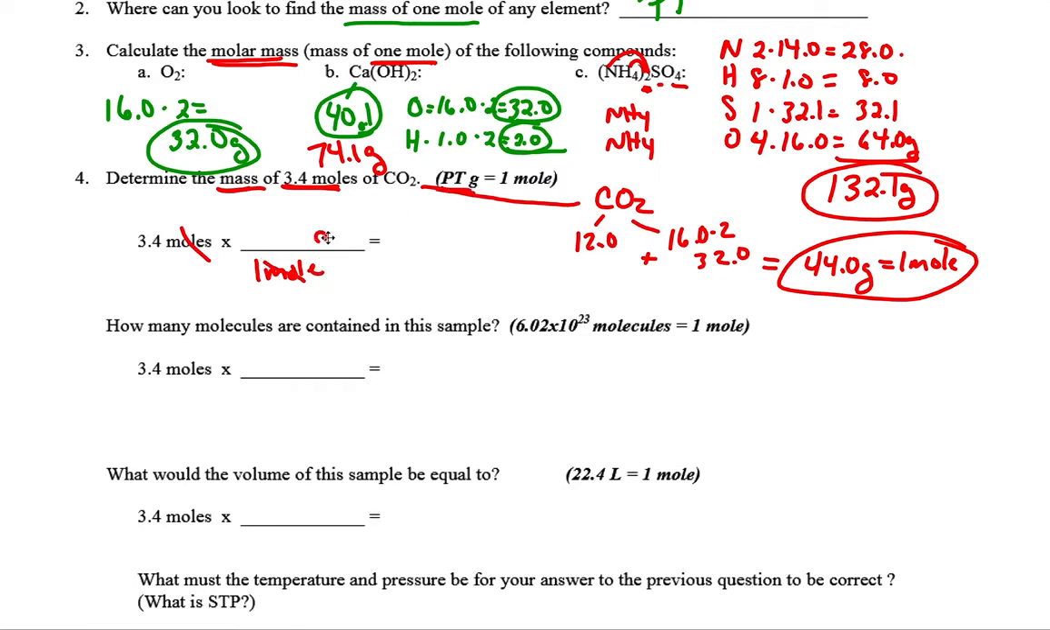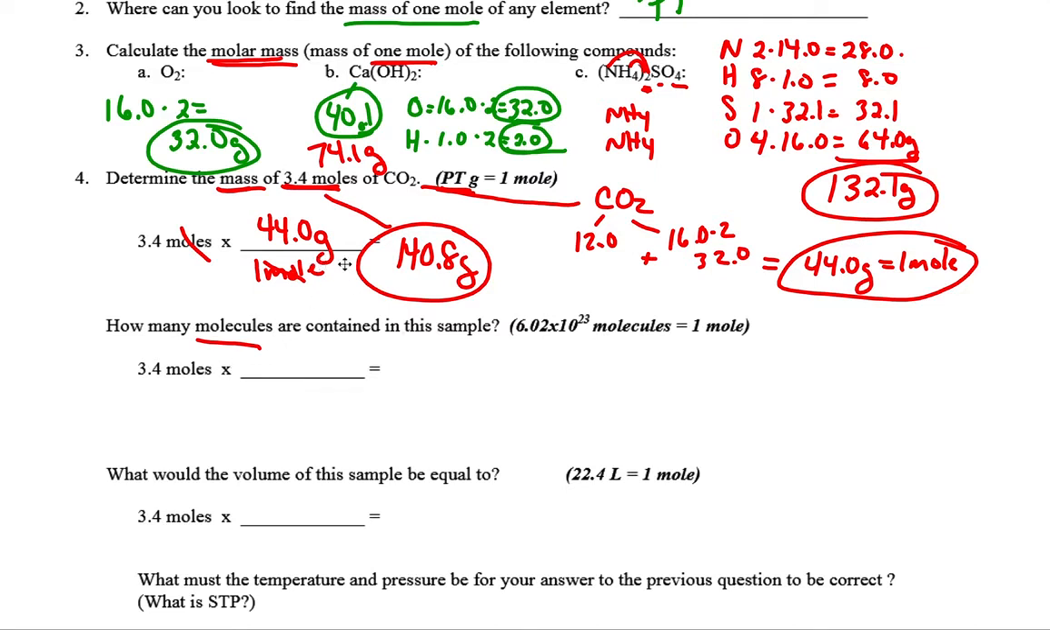I know the periodic table tells me 44 grams is the mass of 1 mole. So 3.4 times 44, and you end up with 140.8 grams. So that's the mass of 3.4 moles. How many molecules are in that sample?